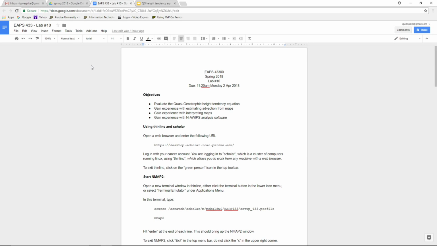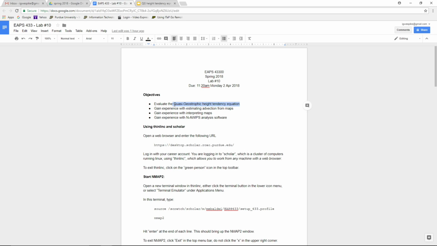Okay, we're looking at Lab 10. We're going to focus on the quasi-geostrophic height tendency equation this week. We've been talking a lot about the QG equations of motion, using the vorticity equation to help diagnose divergence, using the thermodynamic equation and the omega equation to help us understand omega.